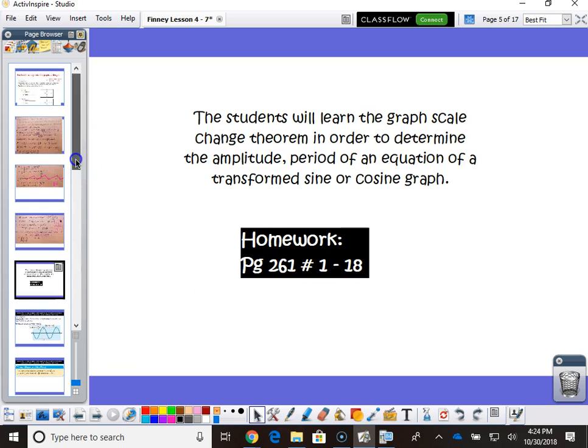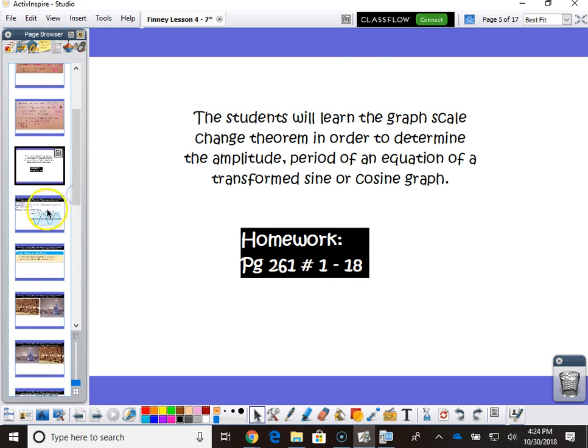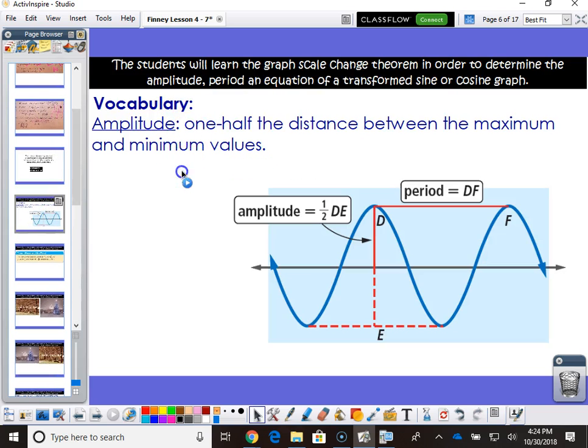So before we go any further, let's just review some of that vocabulary. Amplitude is half the distance between the maximum and the minimum values. So if you take the max minus the min divided by 2, that's how you're going to get your amplitude. Okay, the period is the distance between crests. It's defined to be the distance from max to max, so how long it takes you to get to the max again. And that's what we want to talk about.